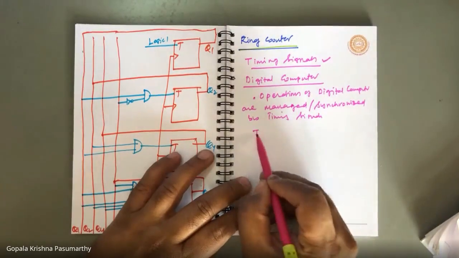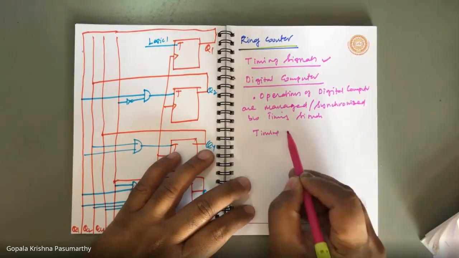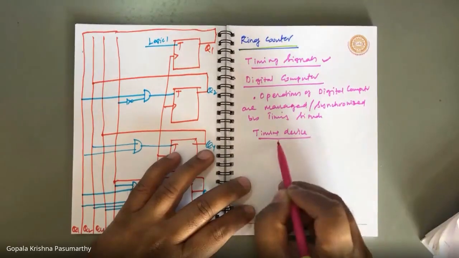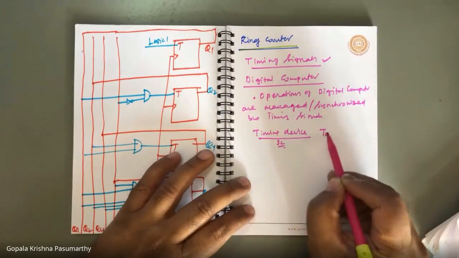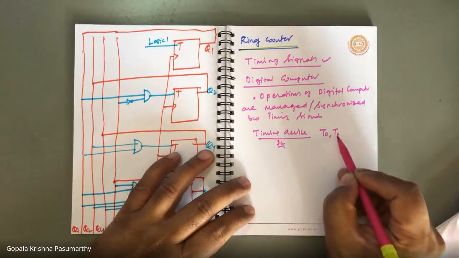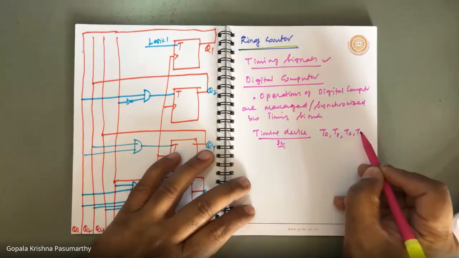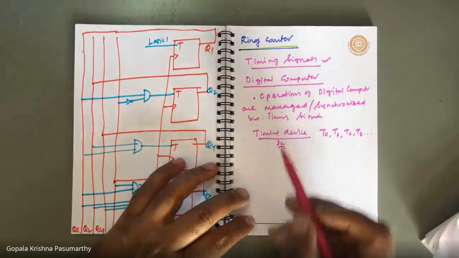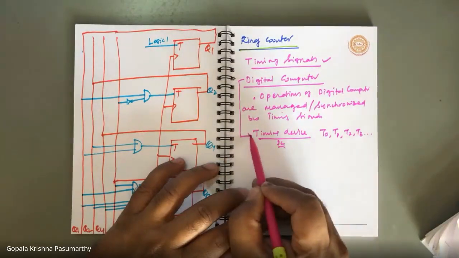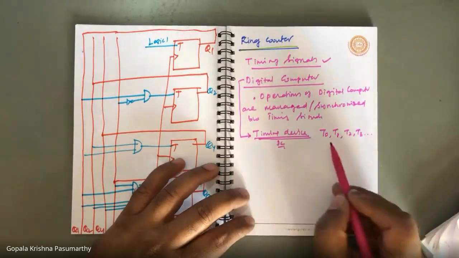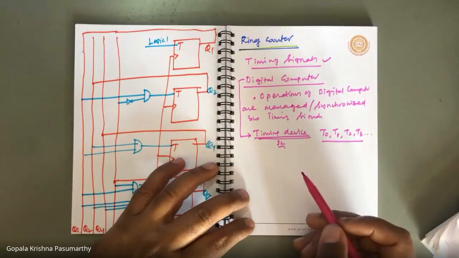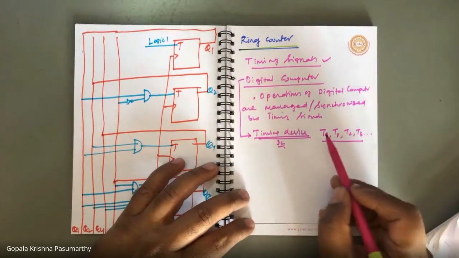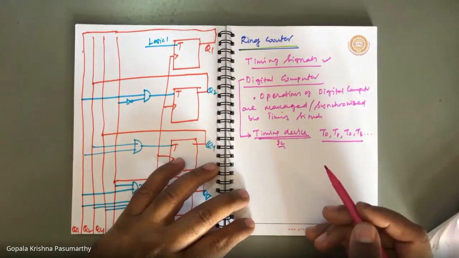So there is a timing device in every digital computer which keeps counting timing signals T0, T1, T2, T3, etc. Every digital computer requires a timing device which counts timing signals. According to the timing signals, a variety of operations will be performed.